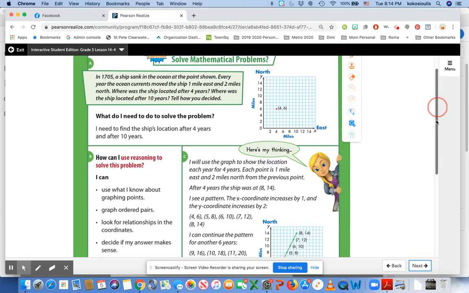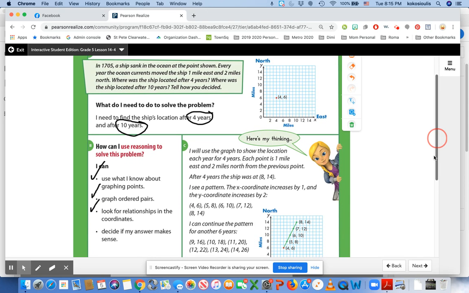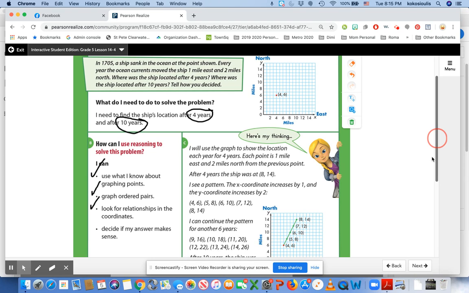Well, the great news about that is sometimes you're going to look at that and go, I have no idea. But you could figure this out because all you need to do is find where the ship is located after 4 and 10, right? And what you can do is use what you know about graphing. You could graph ordered pairs and look for relationships between the ordered pairs and then decide if it makes sense. So, what does he say?